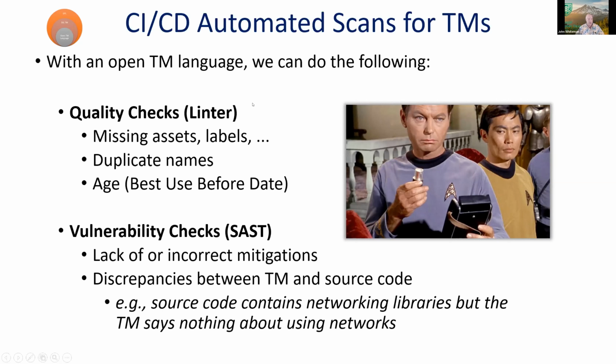But we can also do scans against that same threat model file for vulnerability checks, like a SAST scanner. In this case, we might be looking for a lack of or incorrect mitigations. Maybe you have a network connection. It says HTTP, but you're not using TLS. That is a vulnerability, or you have nothing on there at all.